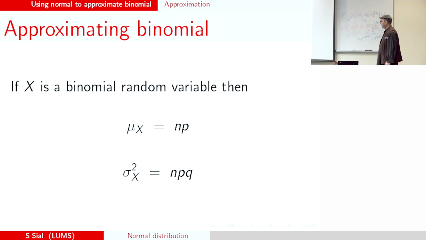Let's say that X is a binomial random variable. You might recall that X then has parameters n and p. N was the number of trials, and p was the probability of a success in each trial. In that case, the expectation of X was np, and the variance of X was npq, where q is equal to 1 minus p. You might remember that.